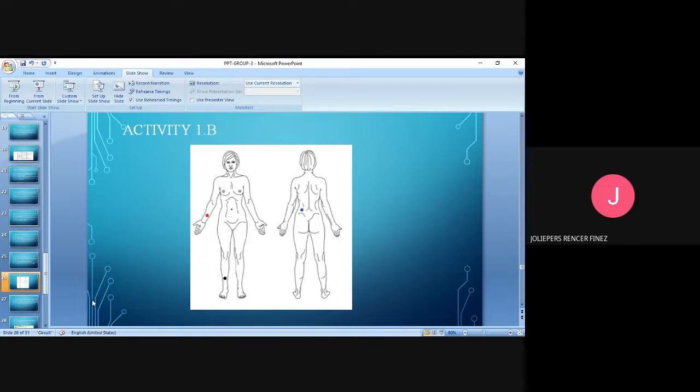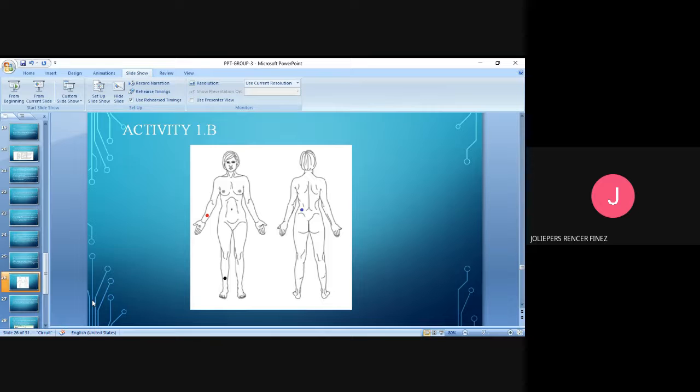The next is Deep Dive Activity 1.B. The blue dot indicates the mole, and it is on the left lumbar region, and it is lateral to the vertebrae. The red dot indicates the penetrating wound on the right forearm, and it is distal to the antecubital region. And the antecubital region is the part where we get injections.